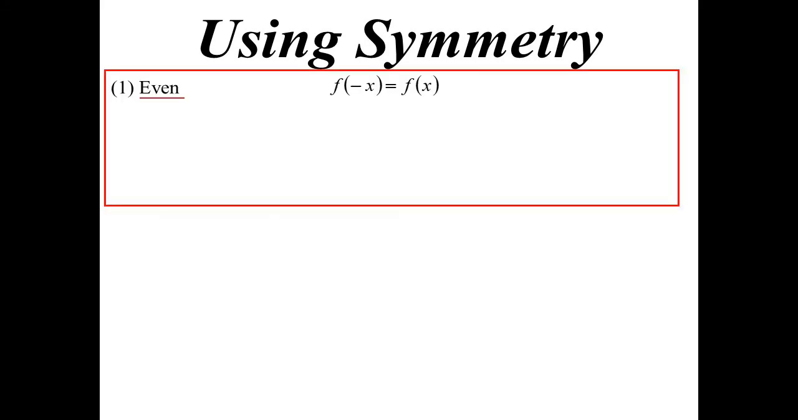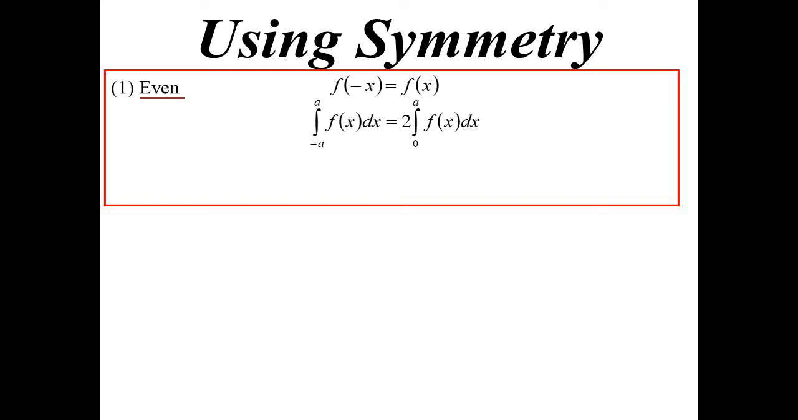With integration, using symmetry to our advantage can save time. So some ideas. Even functions. Well, we know that's when function negative x is equal to function x. So if we're integrating around 0, we know that going from minus a to a will be the same as going 2 times from 0 to a. That just has the advantage of, well, 0 sometimes is an easier number to substitute in.